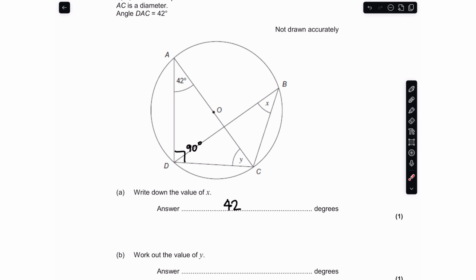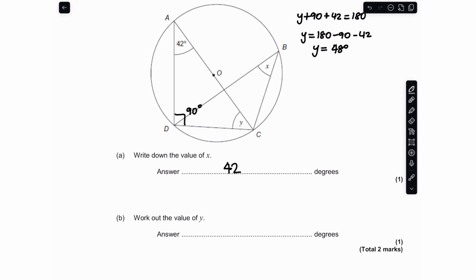The sum of the angles in a triangle is 180 degrees. So when I add angle 42, angle 90, and angle Y, that equals 180 degrees. So Y plus 90 plus 42 equals 180. Therefore, Y equals 180 minus 90 minus 42. And so Y equals 48 degrees. So the value of angle Y is simply 48 degrees.